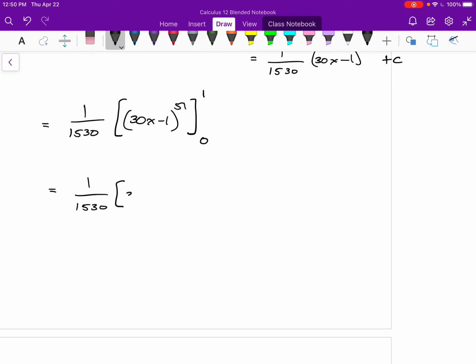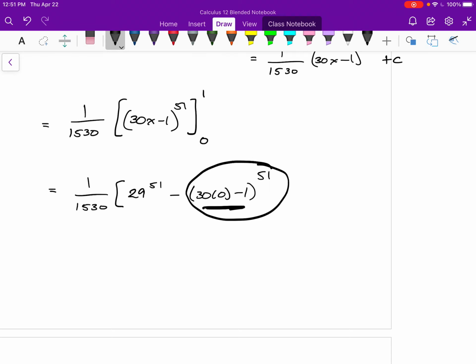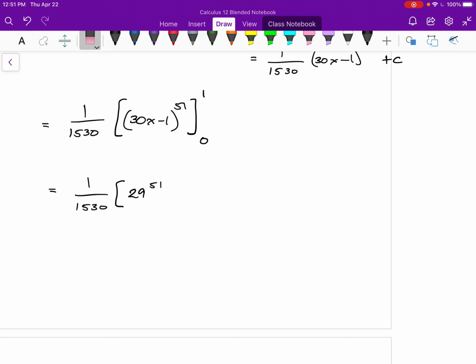And so in this case, I get 30 minus 1 to the power of 51. So 29 to the power of 51. I'll just write that down. Minus 30 times 0 minus 1 to the power of 51. Sorry, maybe I should do it in 2 steps. So again, all of that right there is negative 1. Negative 1 to an odd number is still negative 1, so I'm subtracting negative 1, and so hence this is all plus 1. And I'm essentially done here.